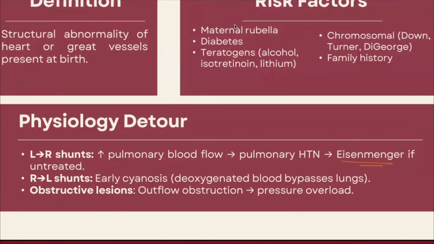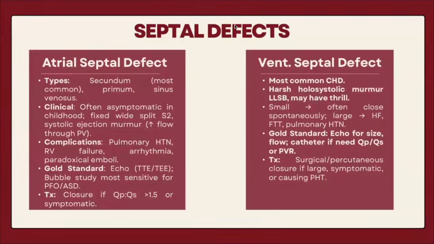So again, we have three things: left to right shunts, right to left shunts, and obstructive lesions. They present with different types of symptoms essentially. When you have pulmonary hypertension, you can also think of raised JVP over time if it's increasing in severity. Now, starting off with some congenital diseases, you'll start off with atrial septal defects and ventricular septal defects.